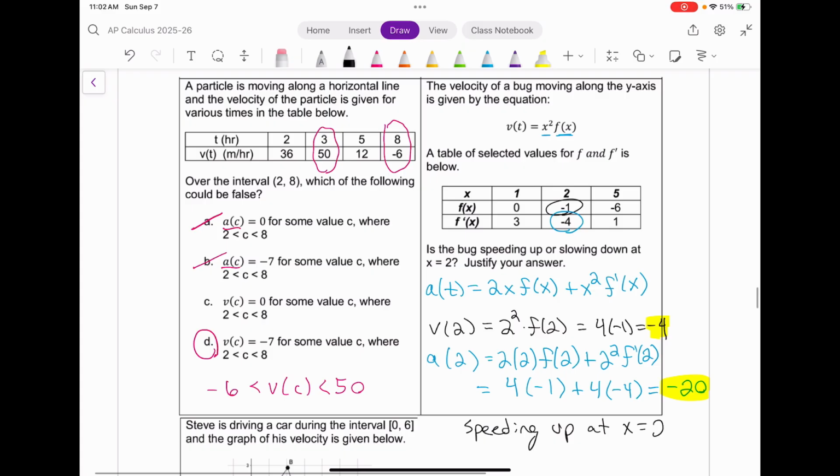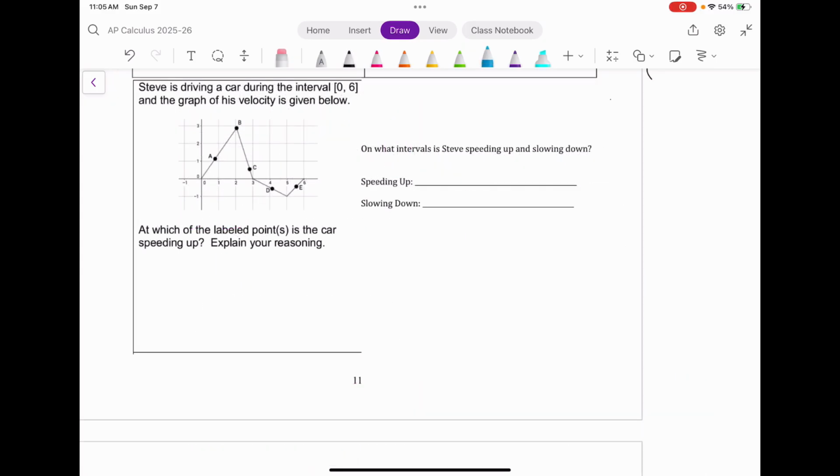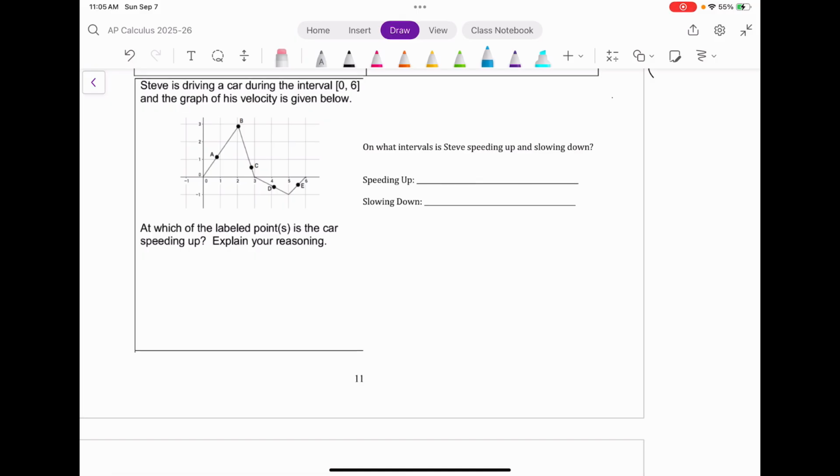at x equals 2. Okay, this question, Steve is driving a car during the interval 0 to 6, and the graph of his velocity is shown below. Okay, so this is the velocity. Okay, at which of the labeled points is the car speeding up? So we would say where the velocity and acceleration have the same sign, that's where it's speeding up. So at point A, that is where the velocity, we can see, is above the x-axis, so it's positive velocity, and it's got a positive slope, so the acceleration is positive as well.